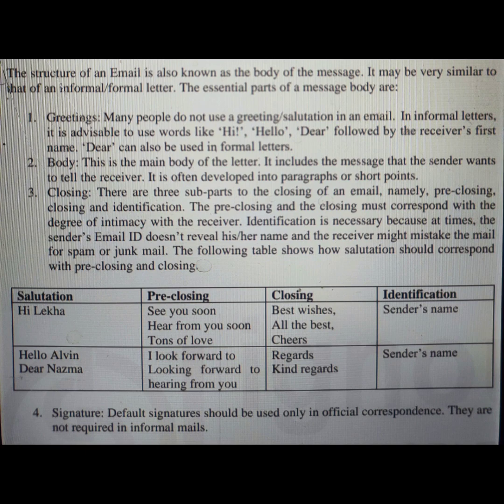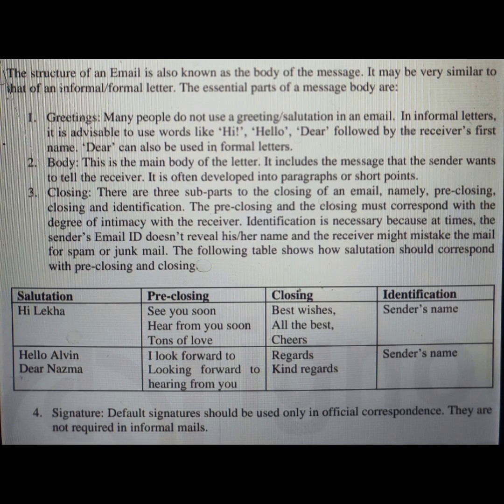2. Body. This is the main body of the letter. It includes the message that the sender wants to tell the receiver. It is often developed into paragraphs or short points. 3. Closing. There are 3 subparts to the closing of an email, namely, pre-closing, closing and identification. The pre-closing and the closing must correspond with the degree of intimacy with the receiver. Identification is necessary because at times, the sender's email ID doesn't reveal her name and the receiver might mistake the mail for spam or junk mail.